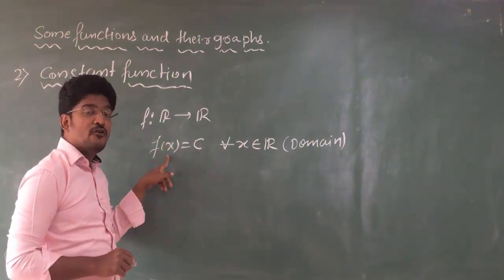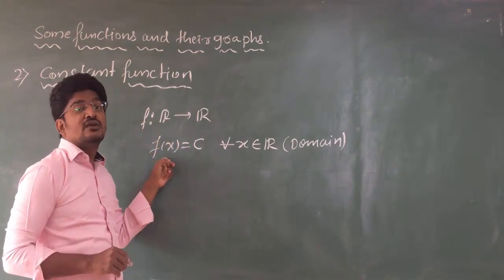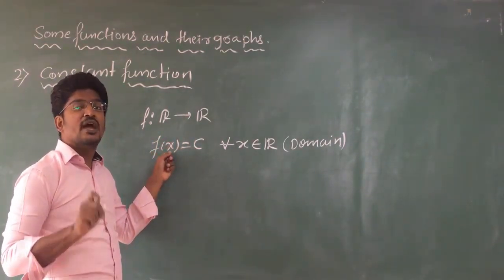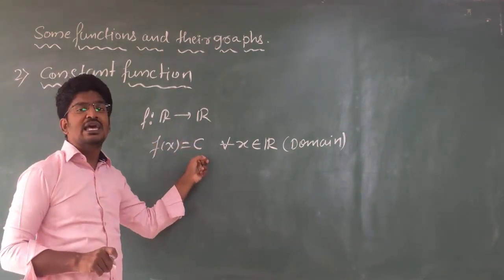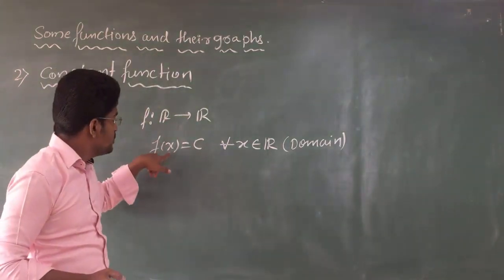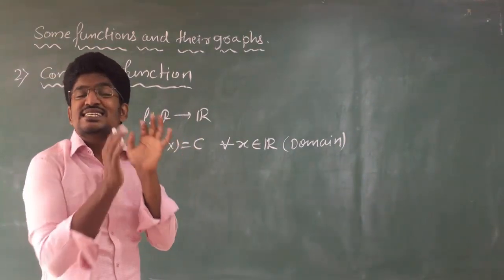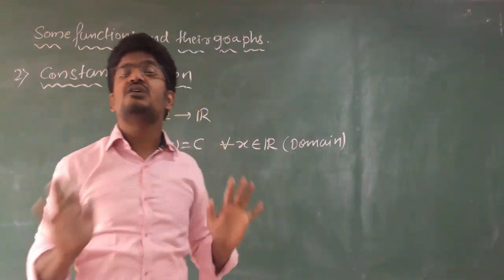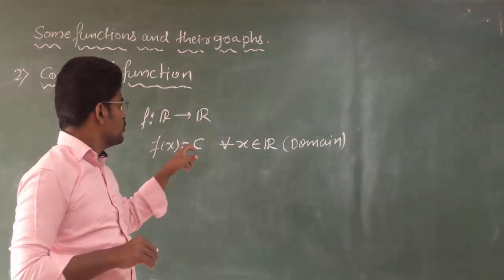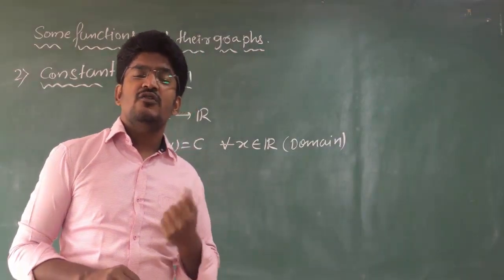If I take f of 2, for that also output will be c. If I take f of 3, for that also output will be c. If I take f of minus 1 by 2, for that also output will be c. Clear? You give any real number as an input for this function, the output must be c. That is same number. It must not change. Clear? Output must be constant. If the output is constant, we say it is constant function.